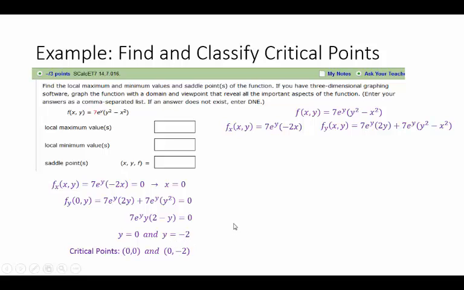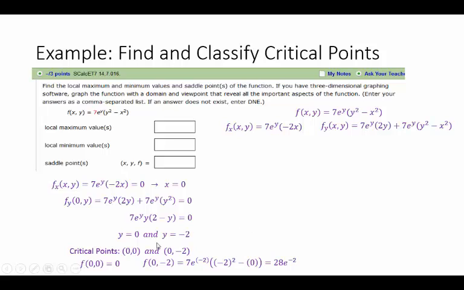So it might be good for us to also find the z values for them. If we put 0, 0 into the original function, we should get 0. If we put 0, negative 2 into the original function, we're going to get 28 e to the negative 2. So now that we have that, we need to classify our critical points.